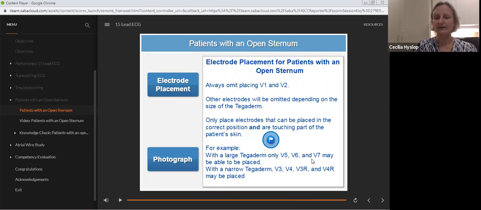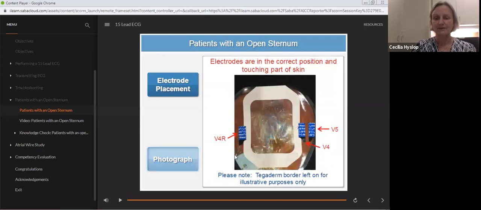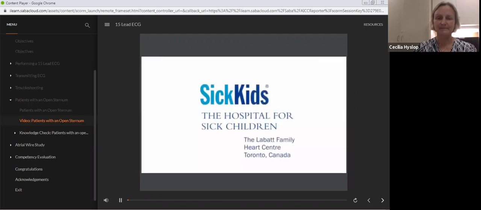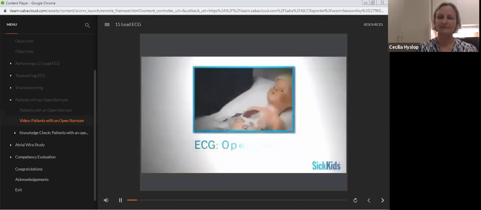So for example, with a large tegaderm, only V5, V6, and V7 may be able to be placed. With a narrow tegaderm, you might get V3R, V4R, and V3 and V4 on. So there's an example. This obviously still has its border on the tegaderm because it's just a laminated piece of paper. But we're only placing things where they should be. So, another little video.